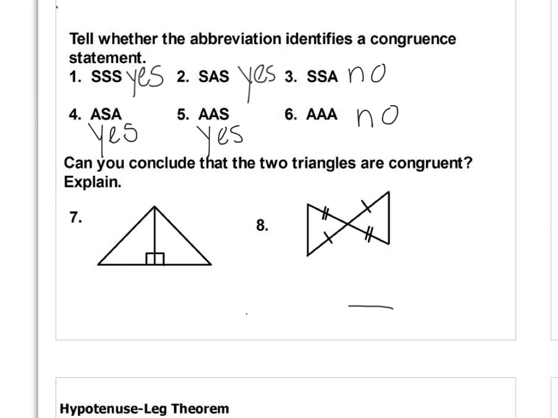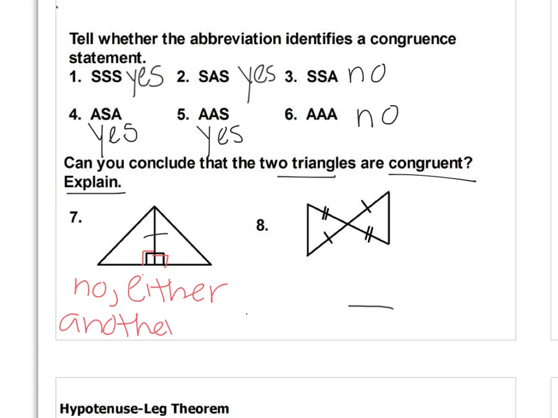Can you conclude that the two triangles are congruent? Well, it says explain. Don't I know the reflexives are congruent? And I don't have any additional markings besides these right angles. Is this enough information to say the triangles are congruent? No. I would need another side or another angle, another set of sides or angles congruent.